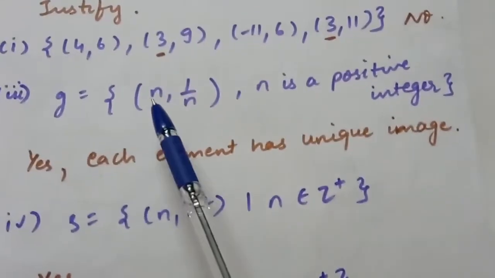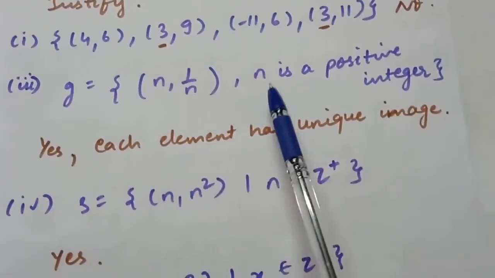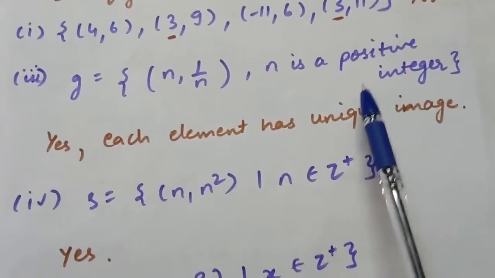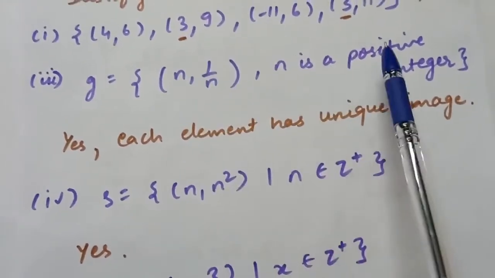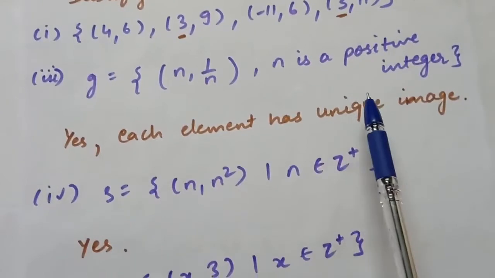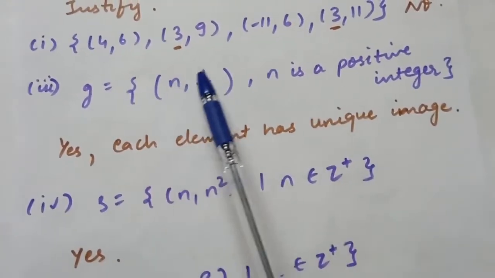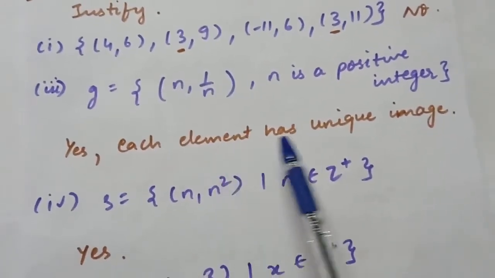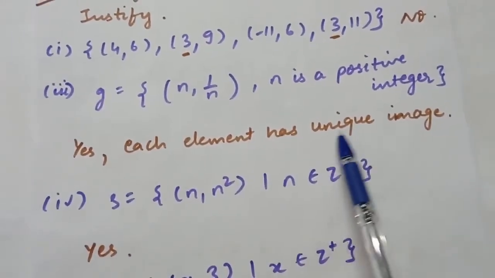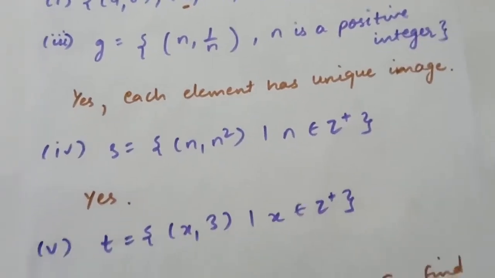Now next, g is equal to {(n, 1/n)}, n is a positive integer. So see, in positive integers 0 will not come, right? It will start from 1. So for 1, the image will be 1. For 2, the image will be 1 by 2. So for each element, the image will be unique. Therefore yes, it is a function.